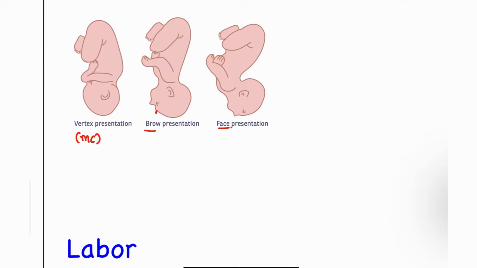And how are these presented? Why is the vertex seen here? Because the head is flexed in this position. Next, brow: it is extended, so the partial extension of the head is seen. Next, face presentation is fully extended.